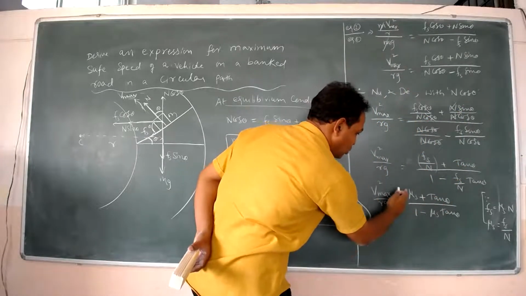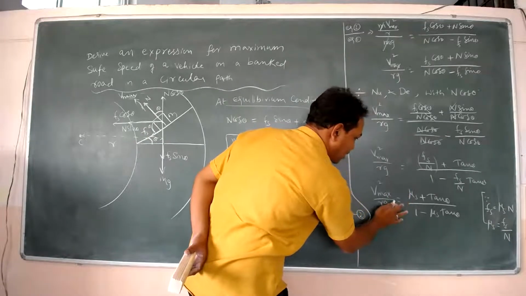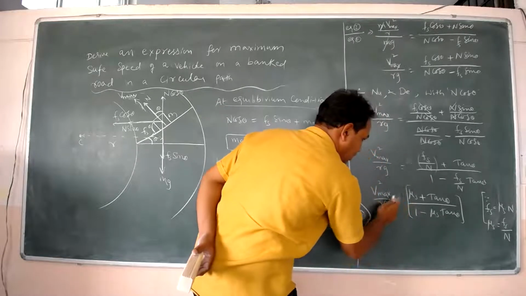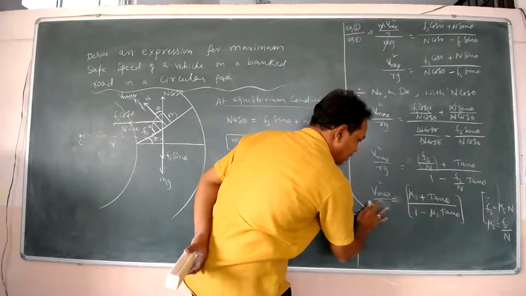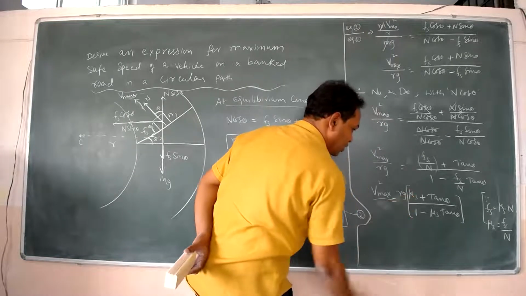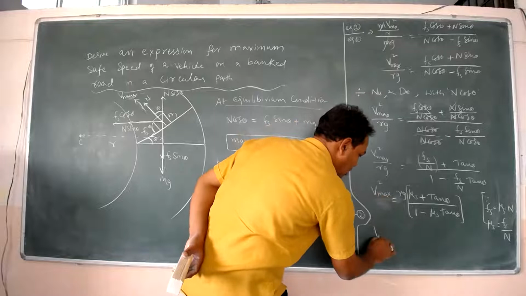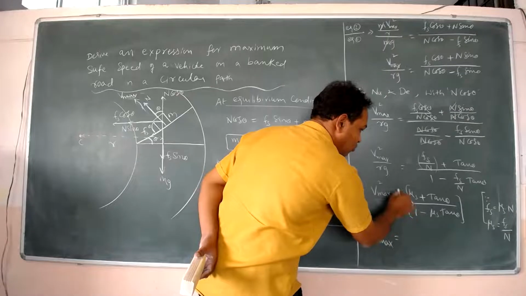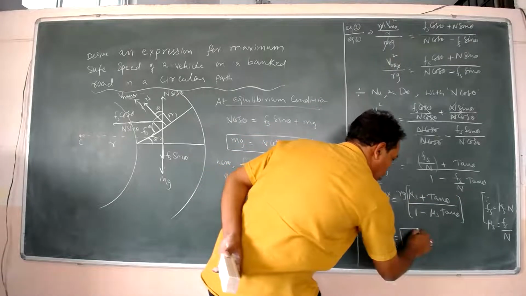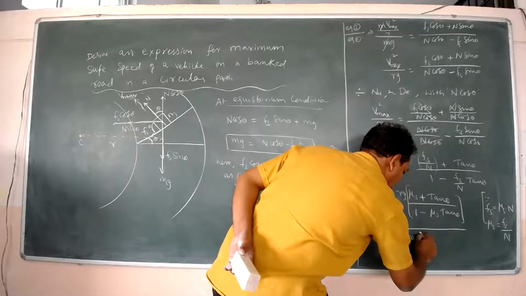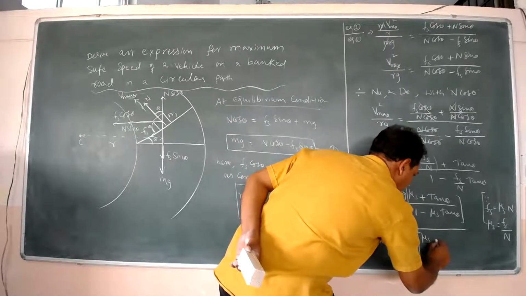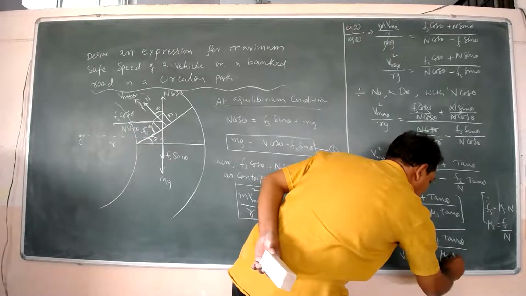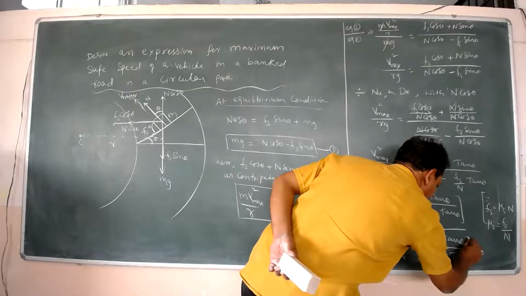Now this Rg will go there; I can cross multiply. I take this Rg to the other side. Therefore, V max square is equal to this much. V max is how much? We have to apply the root. So V max is equal to the root of Rg into mu s plus tan theta by 1 minus mu s tan theta.